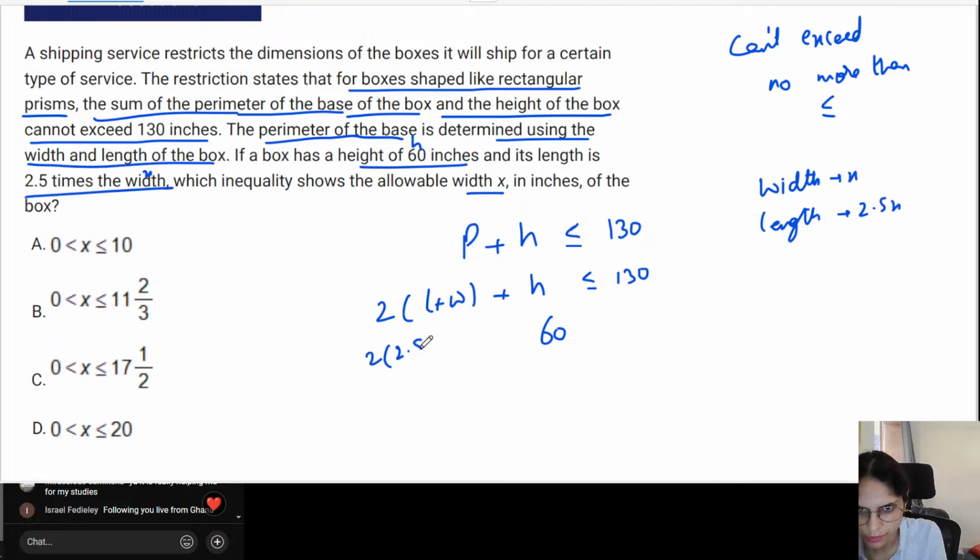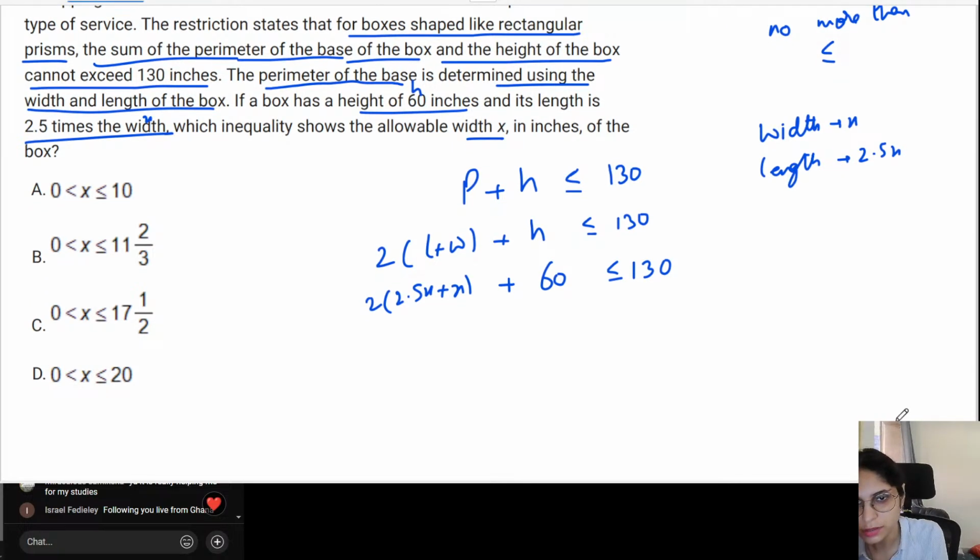So 2 times 2.5x plus x plus 60 is less than or equal to 130. And of course, width is going to be greater than 0. That is why you have greater than 0 everywhere. X is greater than 0. Why? Because width cannot be negative. So you don't have to worry about that. We're just worried about these values on the right side.